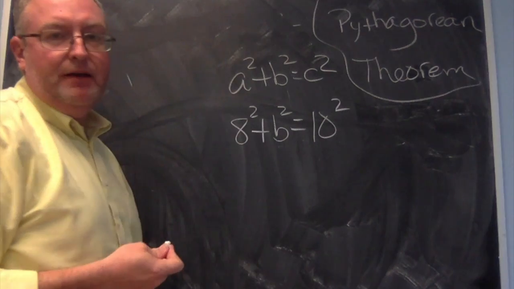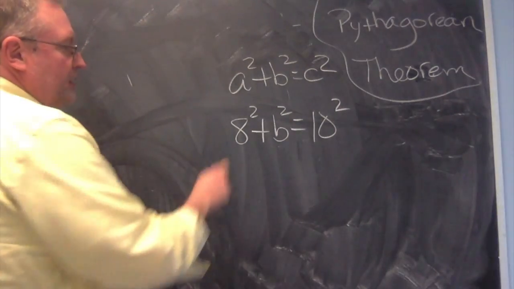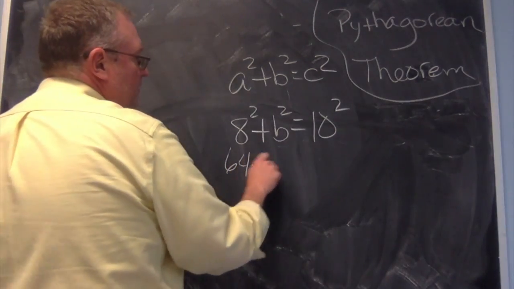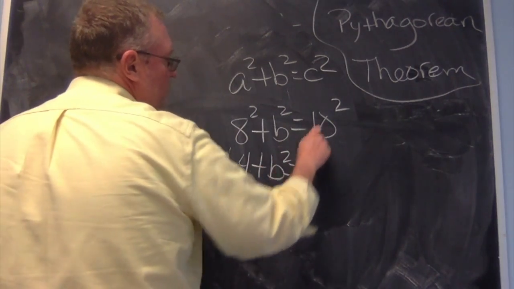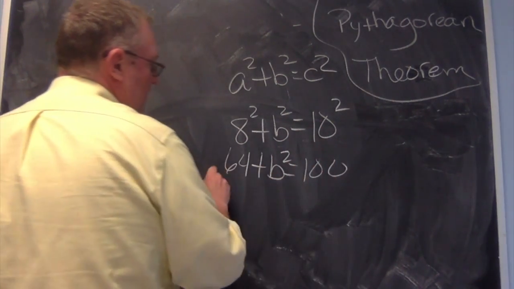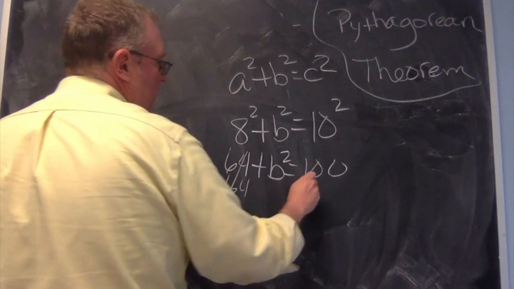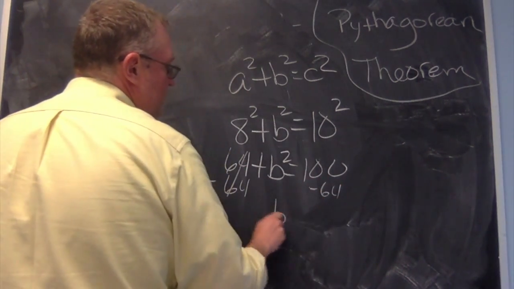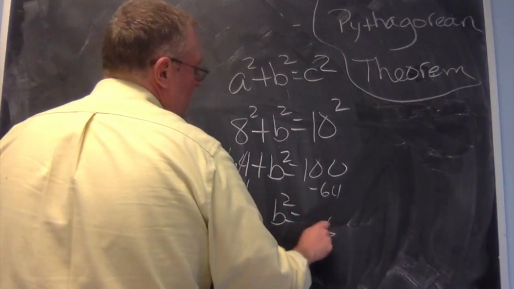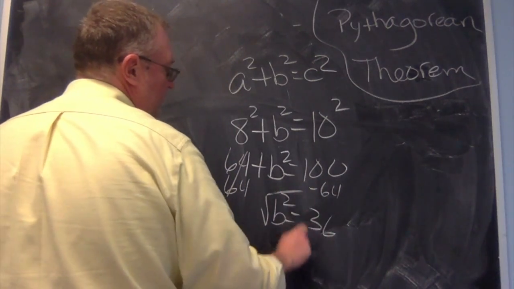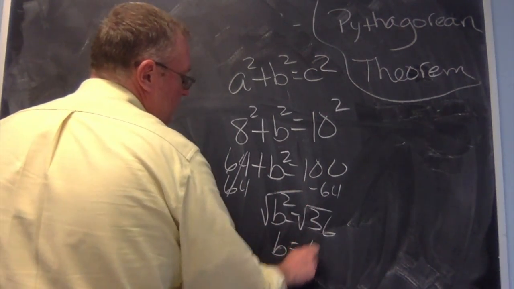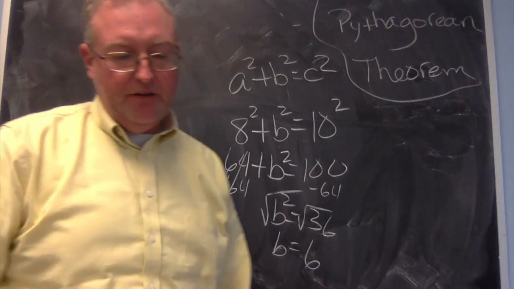All right? So you just fill in what you know and then solve. 8 squared is 64 plus b squared equals 10 times 10 is 100. I'm going to subtract 64, which gives me b squared equals 36. Square root of b squared is b equals 6. So I found the other leg.